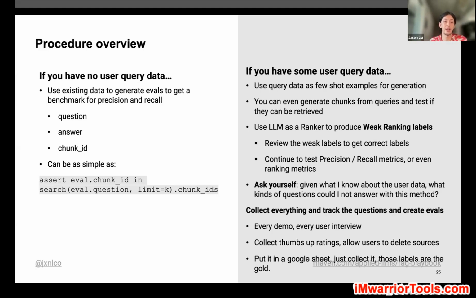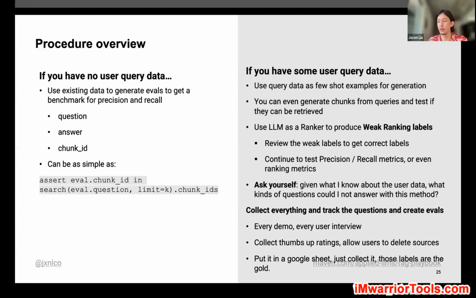If you have a lot of user data and a lot of text chunks that have been retrieved, you can also use language models to produce weak ranking data. And then we can review these weak labels to create correct labels, and again, continue to add to this precision recall evaluation suite. And as you keep doing this, as you see that there are low recall answers, really just ask yourselves, could these questions ever be answered by the system we have in production?